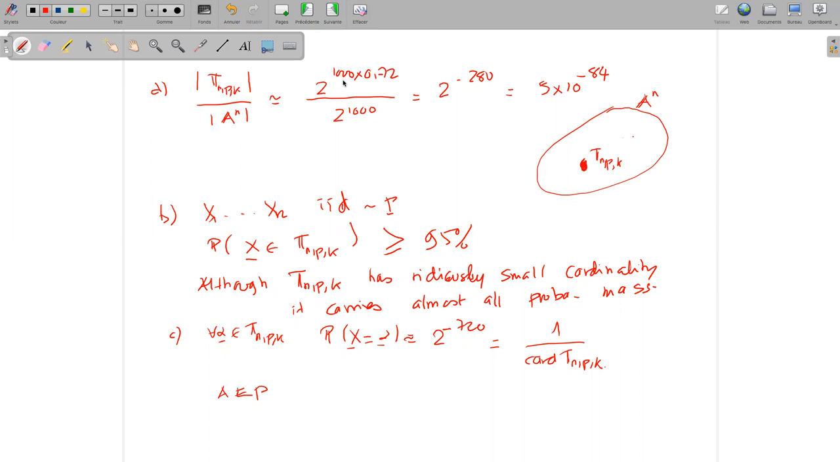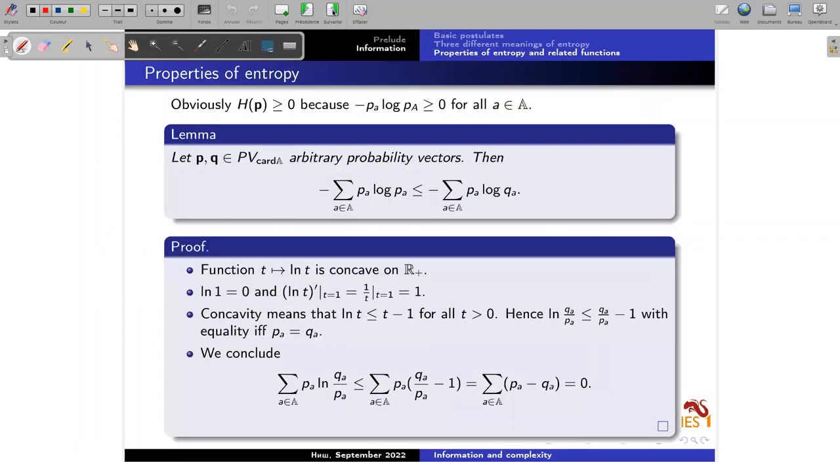I think that I skip the proof because I'm already late in my program. So if we have time at the end of the course, I'll give you the proof of this theorem. It's not difficult, but anyway, it takes some time. Now I go to some easier things, so properties of the entropy.